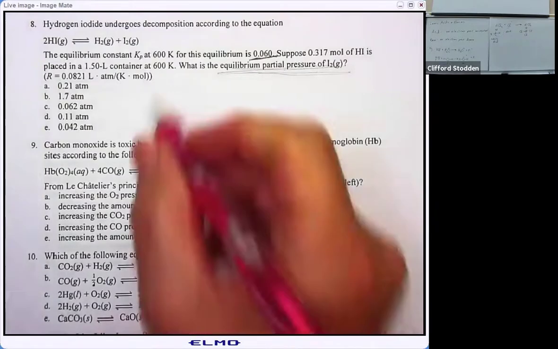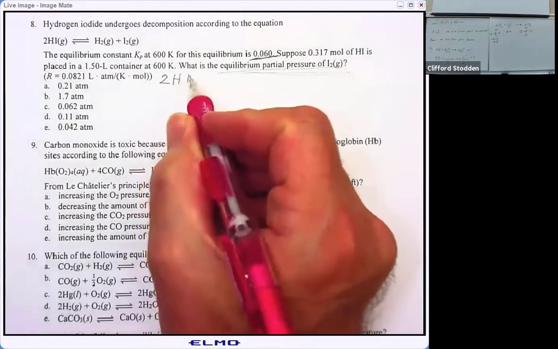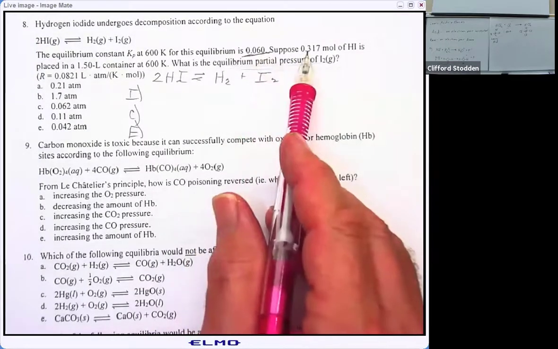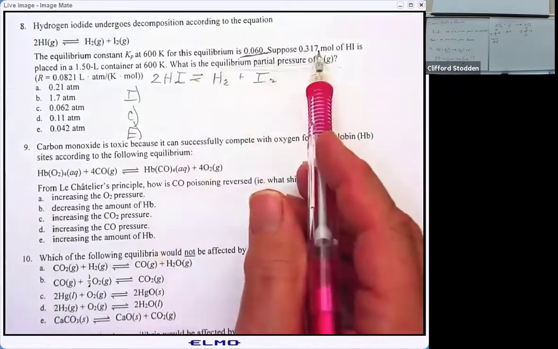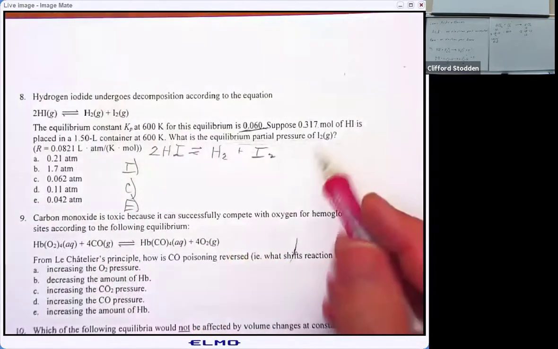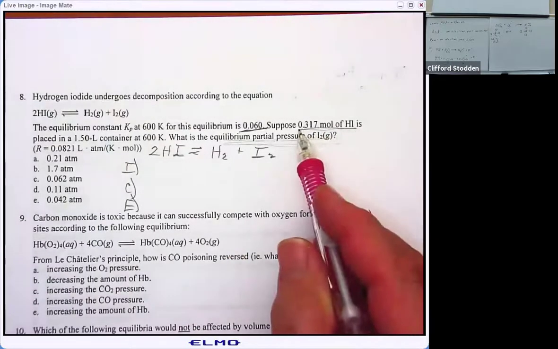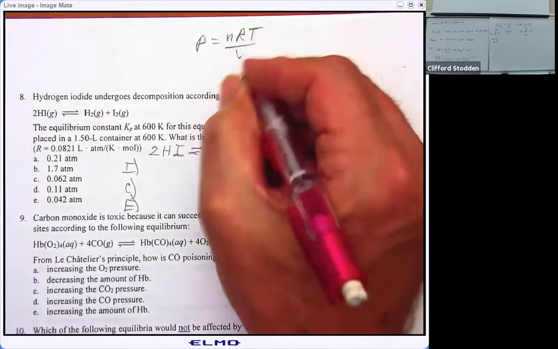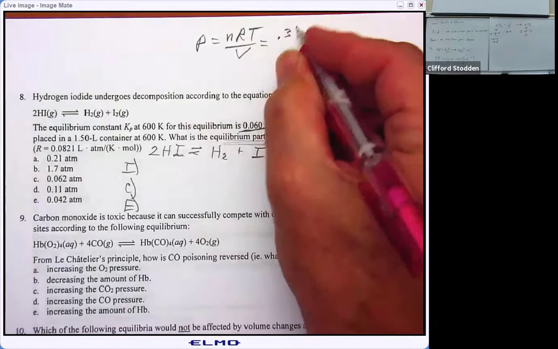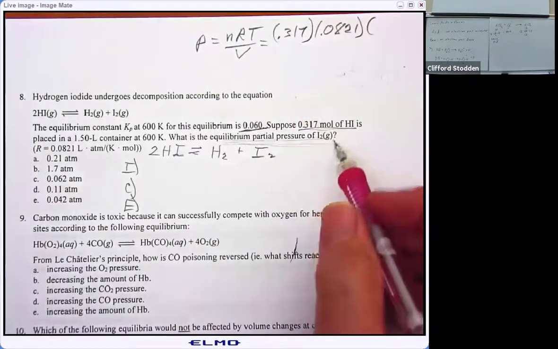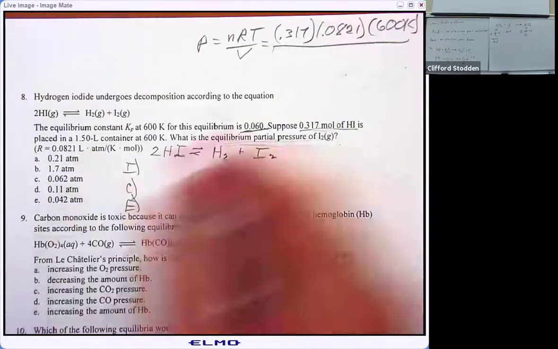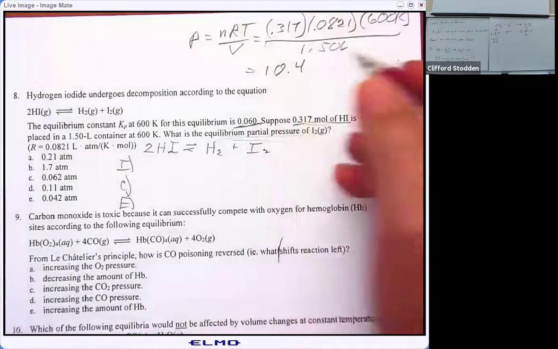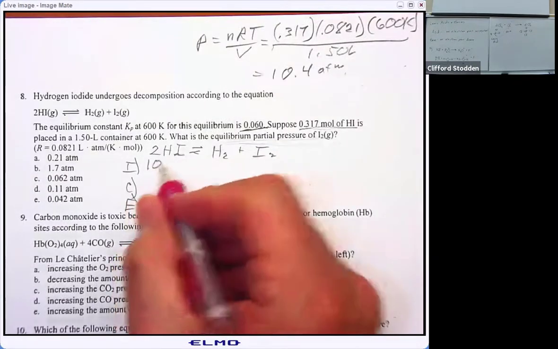So I'm going to do the ICE table down here, but I'll have to calculate the pressures that go into the ICE table. So we've got 0.317 for HI. We just need to convert that into pressure. So we can calculate the initial pressure of the HI from that number. We're using the ideal gas law. So P would be nRT over V, which would be the 0.317 moles, and the volume is 1.5 liters. So that gives a partial pressure of 10.4 atmospheres for the HI. So that's our initial value of HI.